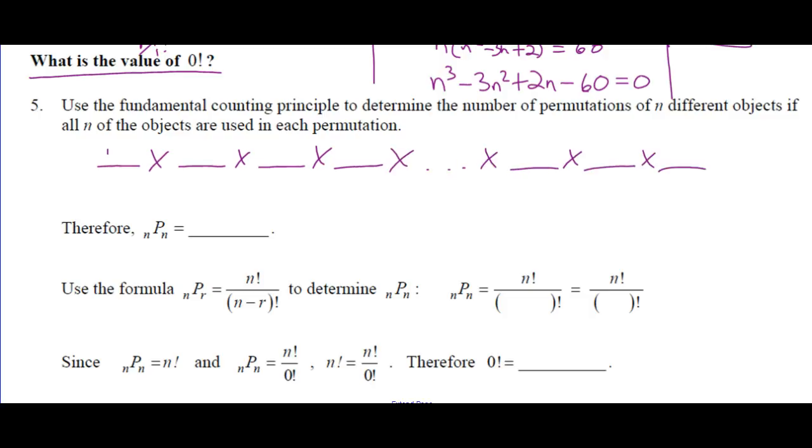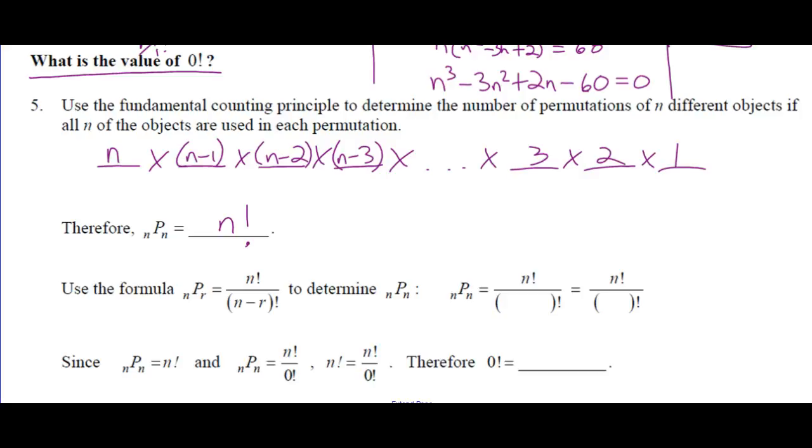All right, so we start with n times n minus 1 times n minus 2, ending with 3 times 2 times 1, right? The fundamental counting principle just says, I'm going to put down n blanks, and I'm going to multiply n times n minus 1, etc., etc. So what's nPn? Well, it's this, right? What's this expression? n times n minus 1 times n minus 2, down to 2 times 1. Just n factorial, right? That's just how we write n factorial.